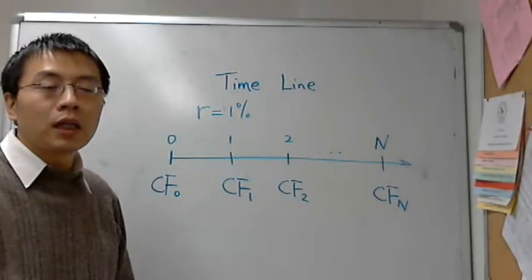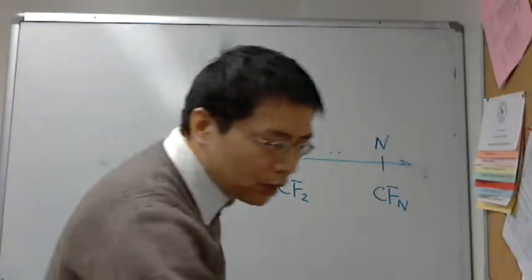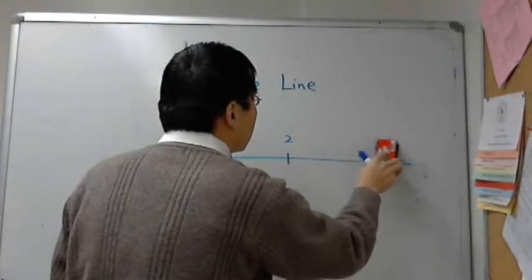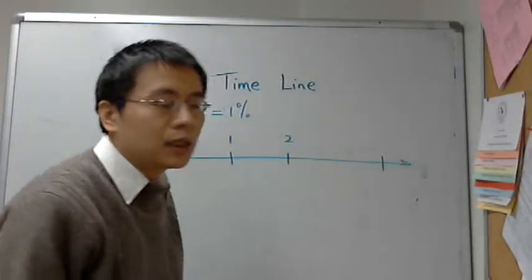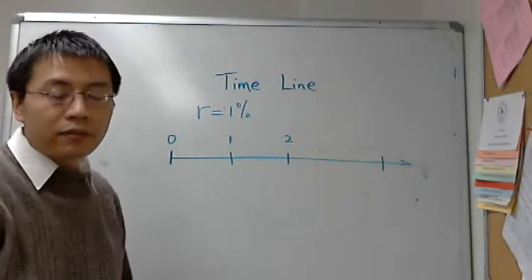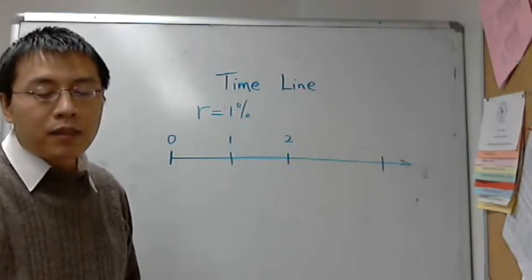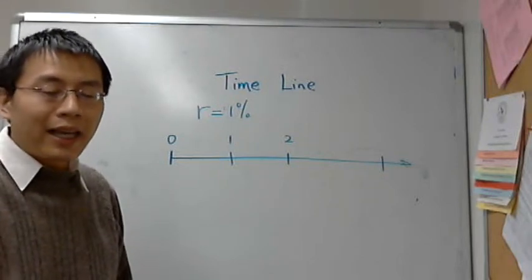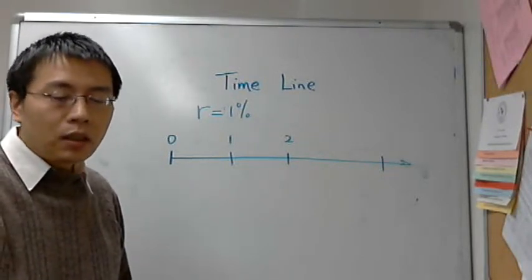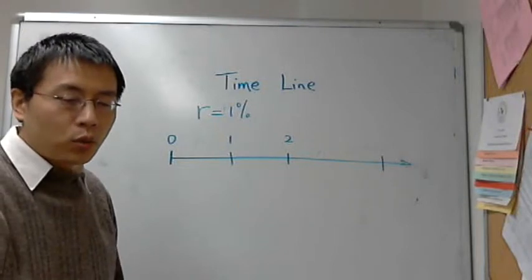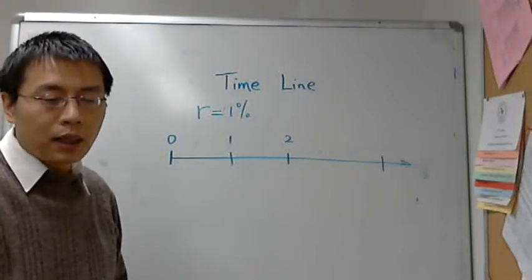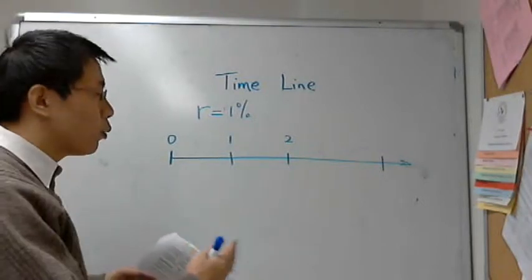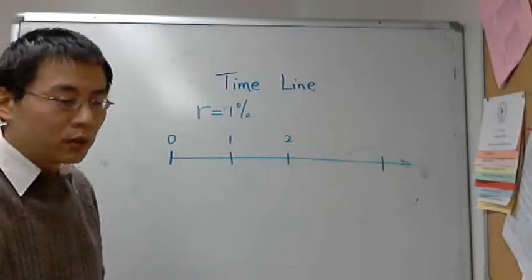Let me give you a simple example. Suppose an investor is going to save for 1 year. This investor is going to put in $100 at the beginning of each quarter. And the investment is going to pay 1% interest rate per quarter. Now, how can we model this investment project on a timeline?